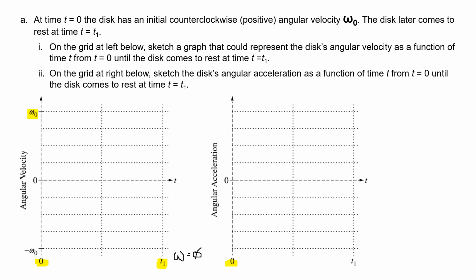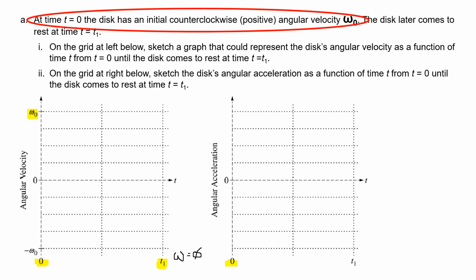On the grid on the left below, sketch a graph that could represent the disc's angular velocity as a function of time t from t equals 0 until the disc comes to rest at time t equals t sub 1. The second requirement: on the grid at right below, sketch the disc's angular acceleration as a function of time t from t equals 0 until the disc comes to rest at time t equals t sub 1.